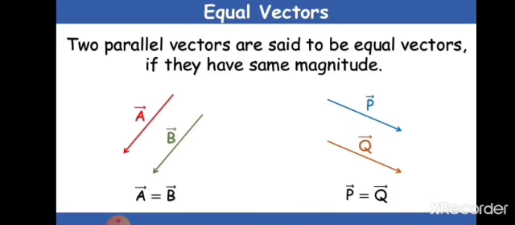So equal vectors means vectors having the same magnitude and the same direction. In the example, vector A and vector B have the same magnitude and they are moving in the same direction. Hence we can write vector A is equal to vector B. Another example, vector P and vector Q also have the same magnitude and move in the same direction. Therefore we can write vector P is equal to vector Q.